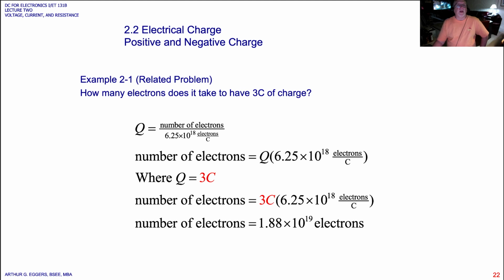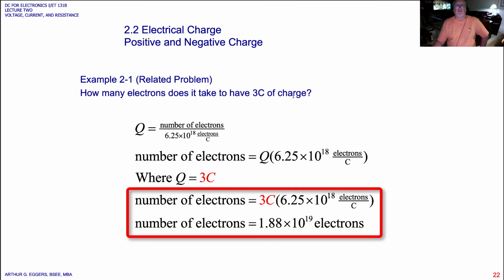Another example. How many electrons does it take to have 3 coulombs of charge? So we're going to move this relationship around. So we start with the relationship that Q is equal to the number of electrons divided by 6.25 times 10 to the 18th electrons per Coulomb. The number of electrons then by itself, once we move the value in the denominator on the right side to the left side, becomes Q times 6.25 times 10 to the 18th electrons per Coulomb.